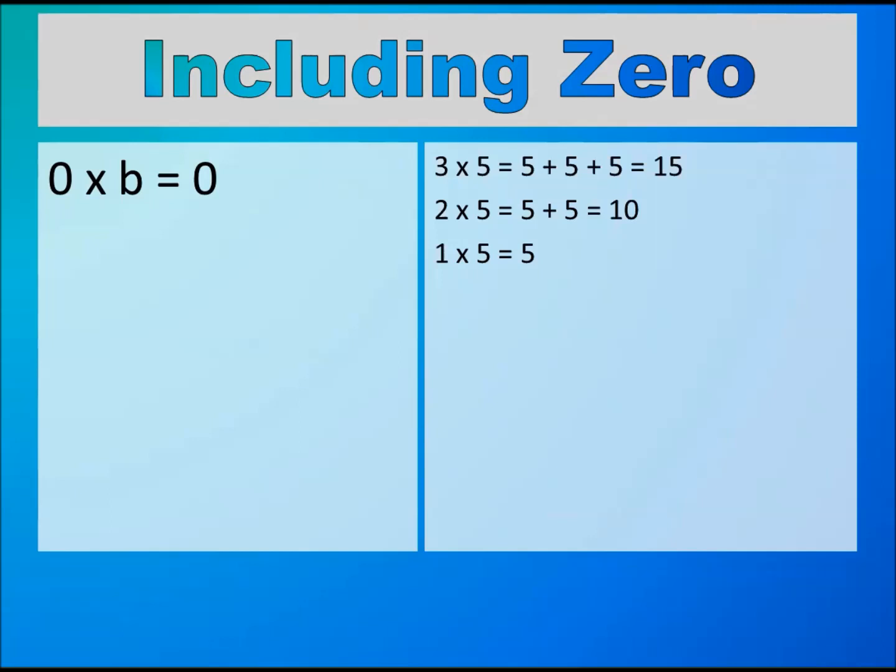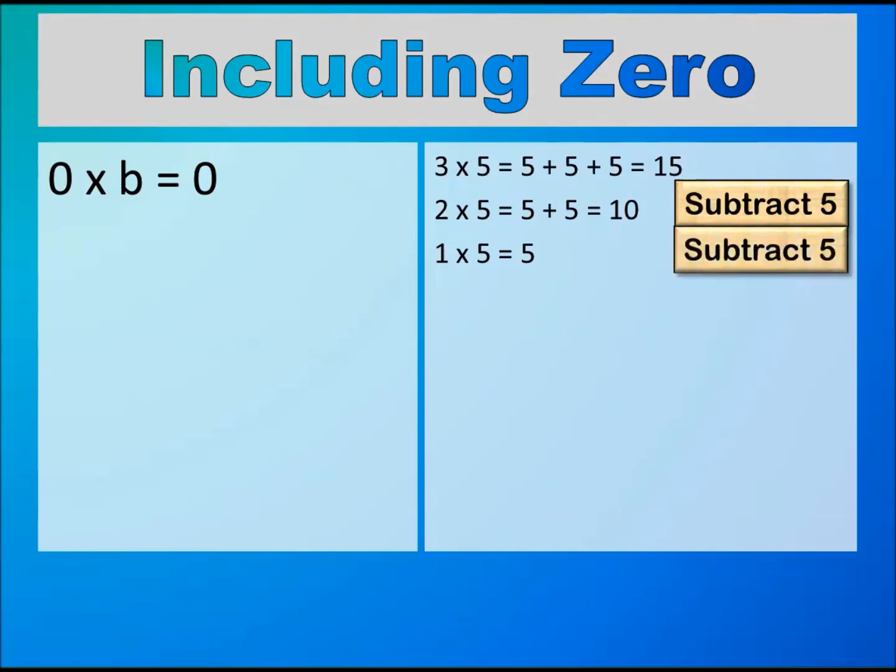So what is the pattern? To get from 15 to 10, I subtract 5. To get from 10 to 5, I subtract 5. I can continue this pattern to see what happens for 0 times 5. Subtract 5. So 0 times 5 is equal to 5 minus 5, which is equal to 0.